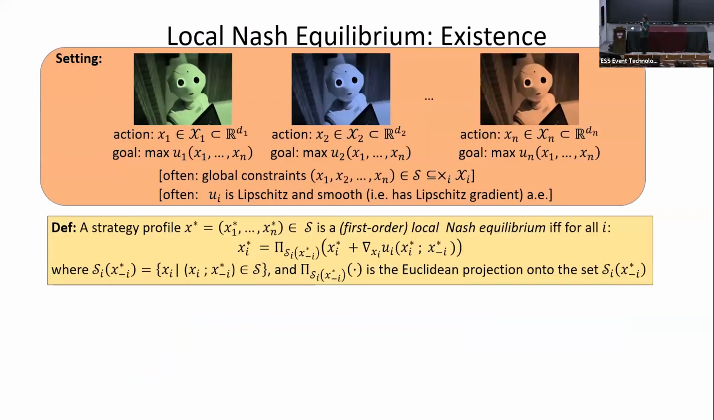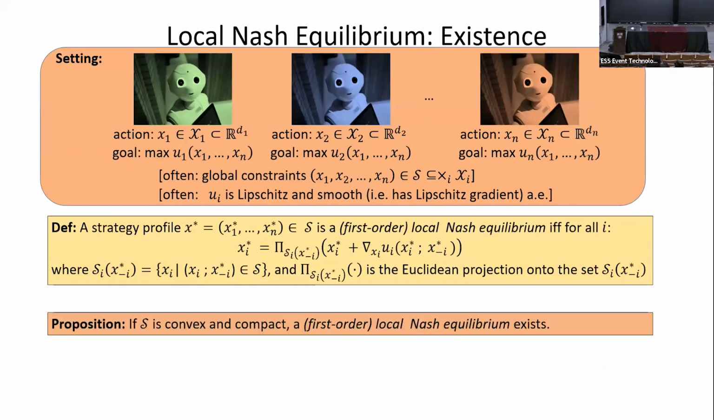So this is what first order local Nash is. First order local Nash is a selection x1 star to xn star that is a fixed point of the gradient descent dynamics run by all the agents. Does it exist? Well, it's a fixed point, so it does exist. You have to take care of the fact that these strategies appear in the set where you're projecting them, but you can iron out these details. This thing exists: if the constraint set is convex and compact, first order local Nashes exist.